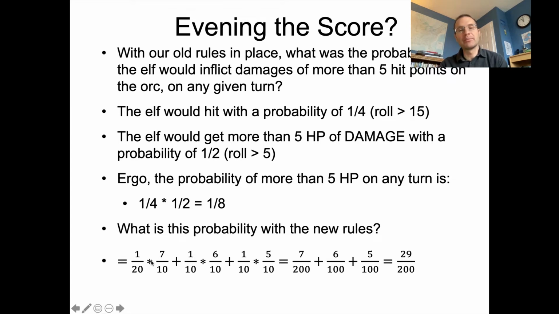So my combined probability of getting greater than 5 hit points when I roll a 20 on the attack roll is 1 out of 20 times 7 out of 10, right? So that, or 7 out of 200, I guess you can say.